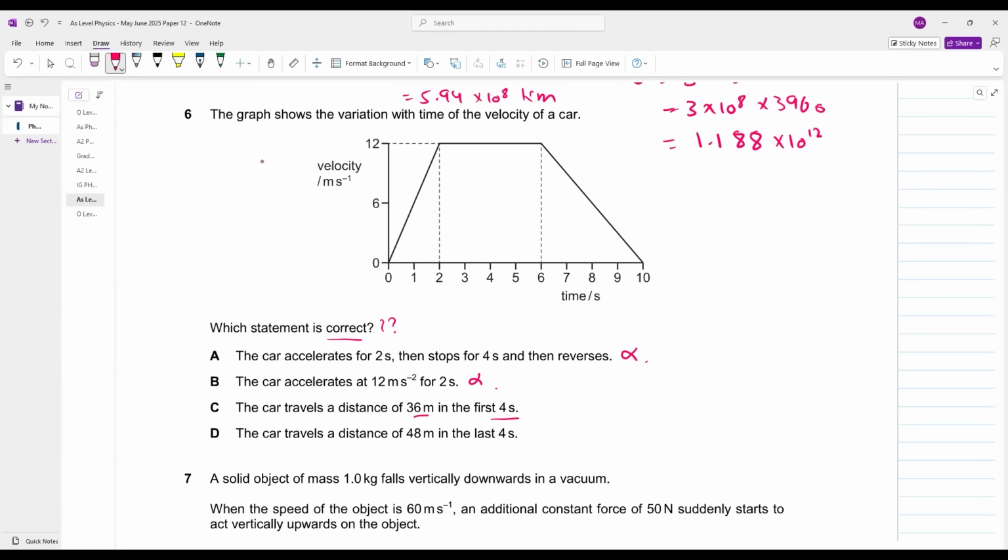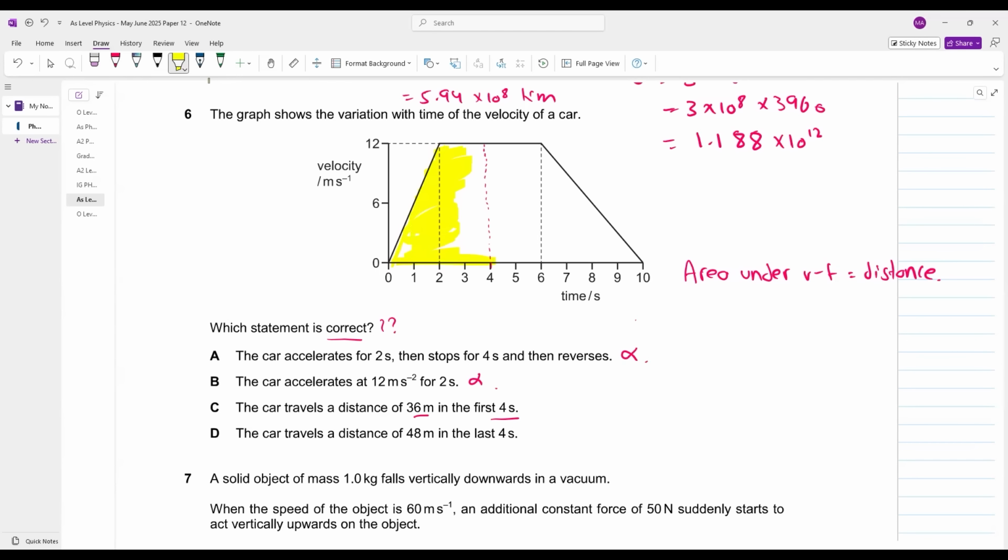Now you have to remember, whenever you see the velocity time graph, the area under the velocity time graph is equal to your distance or displacement, whatever you want to say. Let's check the distance traveled in the first 4 seconds. This is the first 4 seconds. Let's calculate the area under the graph for the first 4 seconds. Can we calculate this whole area under the graph?